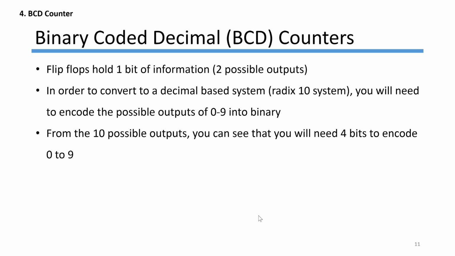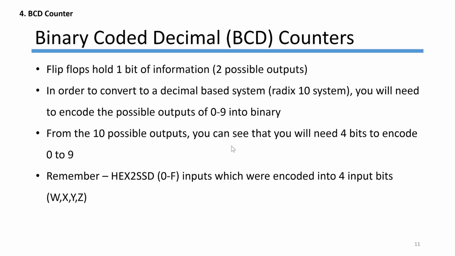Now, let's look at binary coded decimal counters, or BCD counters. As we said before, flip-flops hold one bit of information, and there are two possible outputs in a flip-flop: it could be 0 or 1. In order to convert a decimal-based system, a radix 10 system, you will need to encode the possible outputs of 0 to 9 into binary. From 10 possible outputs, 0, 1, 2, 3, 4, 5, 6, 7, 8, 9, you will need 4 bits to encode the data.